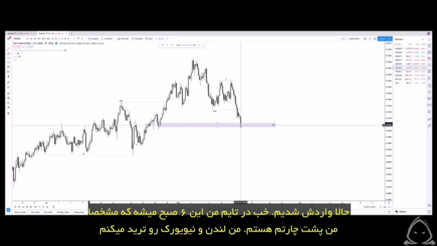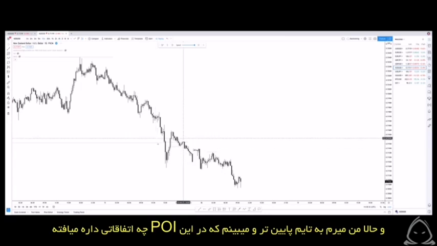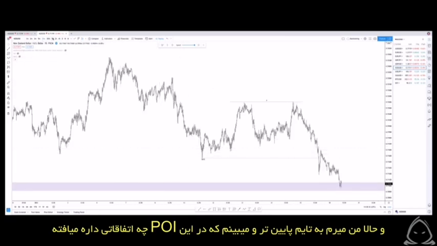So now we've tapped in. Obviously, my alert would ping. This is 6 a.m. in the morning. So I would be obviously on my chart. I trade London and New York. And for me now, it's a case of dropping down and seeing what's in this POI.